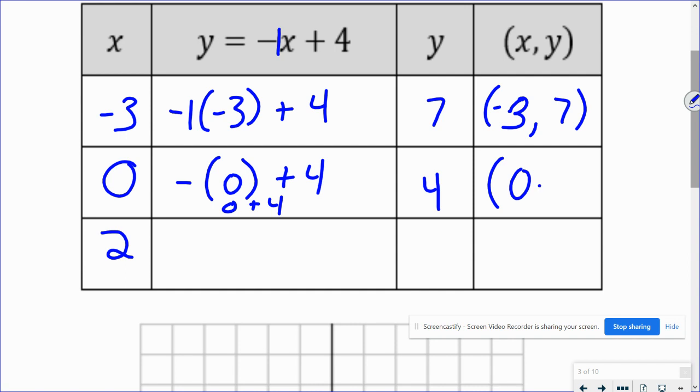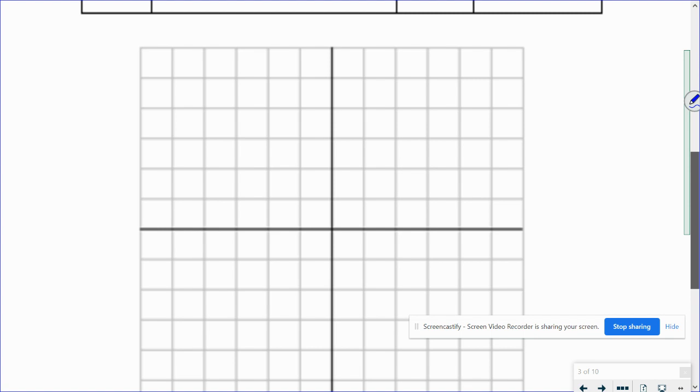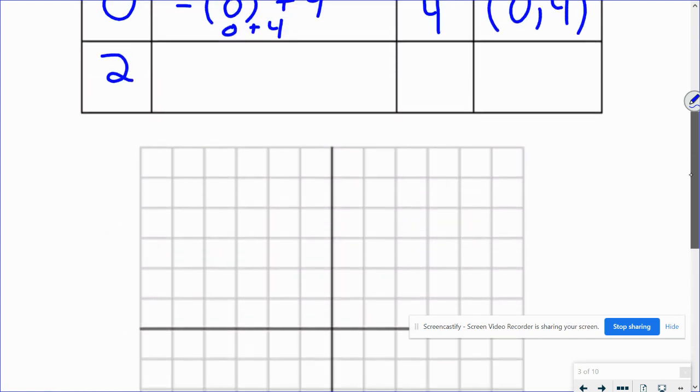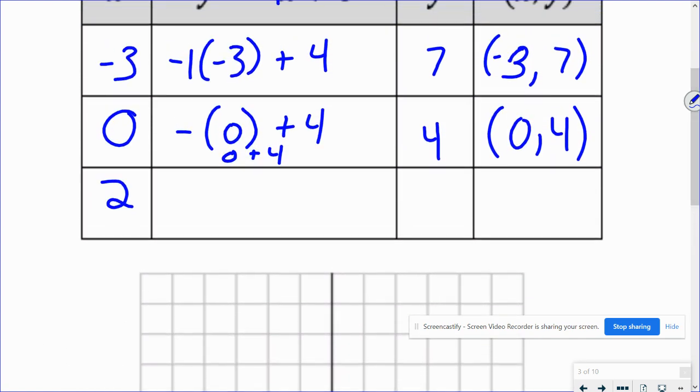So that's our next ordered pair. That's your y-intercept. All right, so if you want, scroll down. You can put your y-intercept is 4. I'll make sure you guys can see everything later. All right, a negative 1 times 2 plus 4. Well, that makes negative 2 plus 4. What's negative 2 plus 4? 2. So 2, 2.